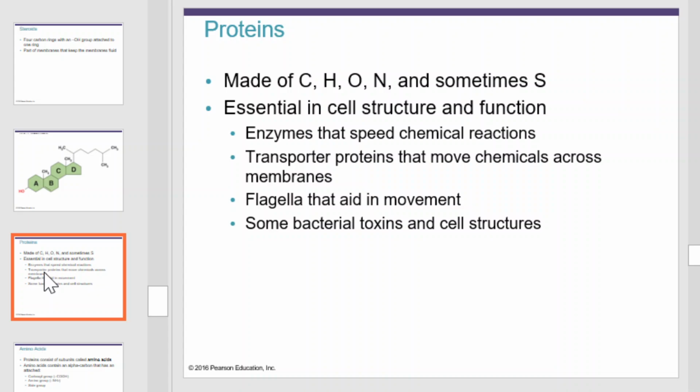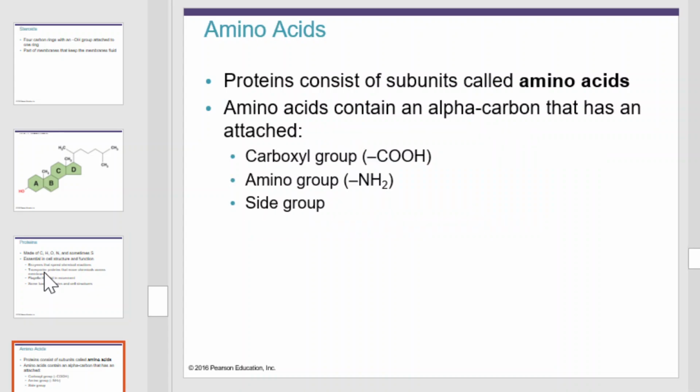Proteins. Proteins are made of carbon, hydrogen, oxygen, nitrogen, and sometimes sulfur. Proteins are essential in cell structure and function. Proteins are enzymes that speed up chemical reactions. Proteins can also be transporter molecules that move chemicals across cell membranes. Proteins can act as flagella that aid in movement, and some form bacterial toxins and other cellular structures.